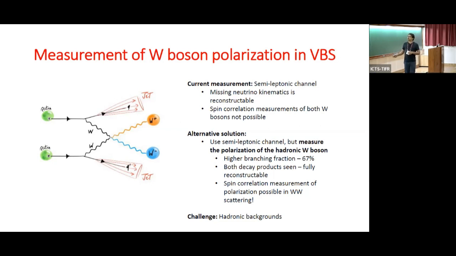The challenge with this kind of measurement is that there are hadronic backgrounds, because your signal is a lepton, neutrino, jet, and some jets from this W, maybe one or two. So it's lepton, missing ET, and jets, which has a large QCD background, from, let's say, W plus jets. That's the purpose of this talk: to explain how you will determine the polarization of a hadronic W.